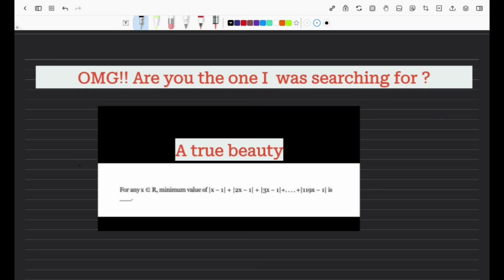Now, before moving on to the solutions, I would like to tell some key points about the problem. First of all, it is given that x can be any real value, and we have been asked about the minimum value of the following expression. Let us say that this expression that is given to us is f of x. After that, let us proceed with the problem.